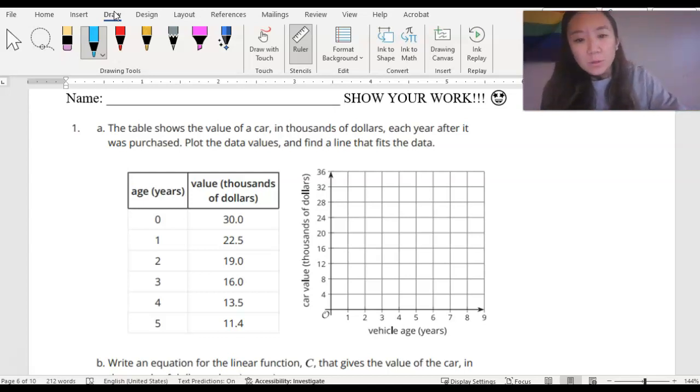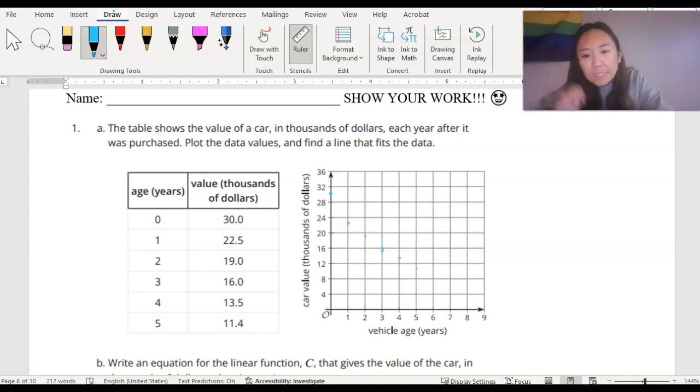So I'm going to plot 0, 30, be about here. 1, 22.5, be a little bit above here. 2, 19 will be right above here. 3, 16 here. 4, 13.5 is right about there. And then 5, 11.4, this would be 10, 11 would be right about there.